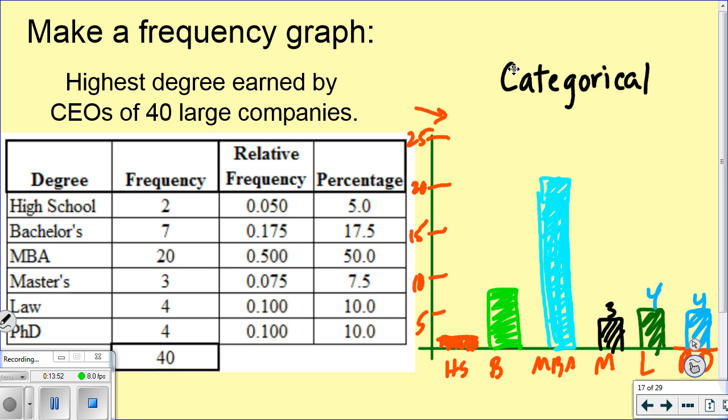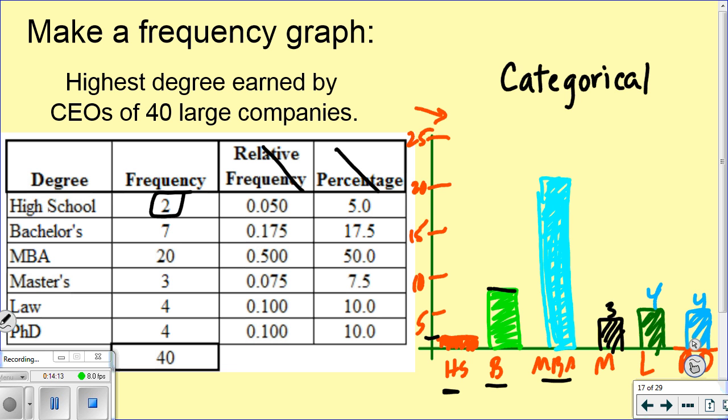Right, this is categorical information. So HS, or high school degree, frequency was 2. So on my bar graph, I'm not using my relative frequency. I'm not using my percentage. I'm just using the frequency. So high school degree, 2 people. Bachelor's degree, 7 people. And so on.